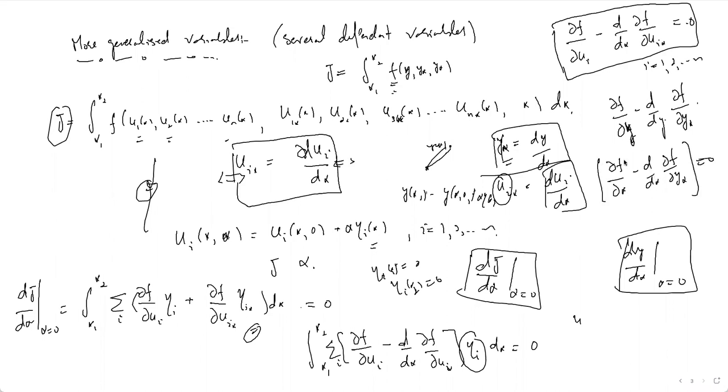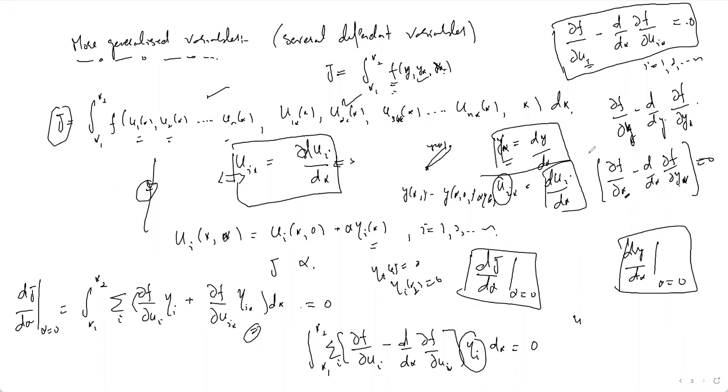Because now we are taking several dependent variables u_i, this is d by dx of partial f by partial u_i', whereas there we took y'. This is what I was saying here. If you just compare these two, we have y as u_i of x, and x as the independent variable, so this is very similar. So this is the Euler equation for several dependent variables.